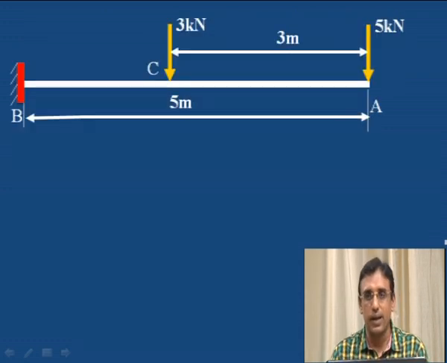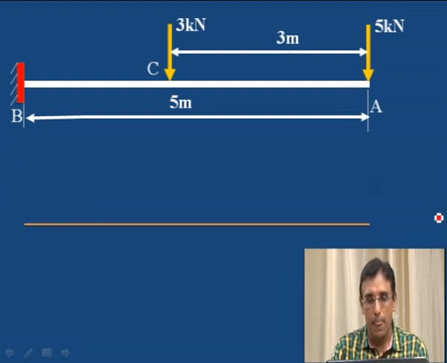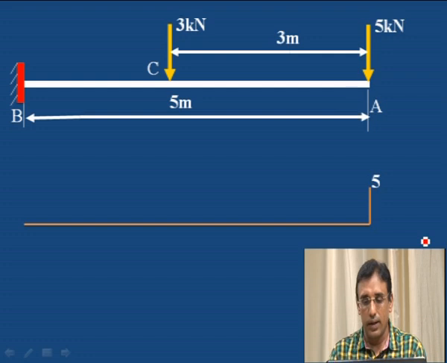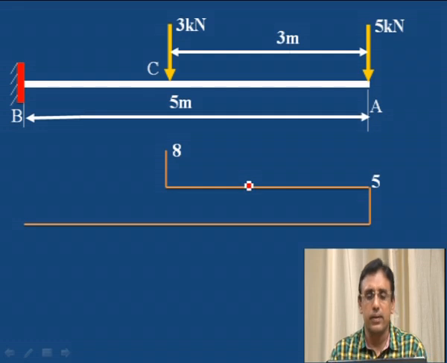To draw the diagram, first draw a horizontal line, and then a vertical shear force line of 5 kilonewton, and then a horizontal line, because no load is added from A to C, that is why it is a horizontal line. Then 5 plus 3, 8 kilonewton.